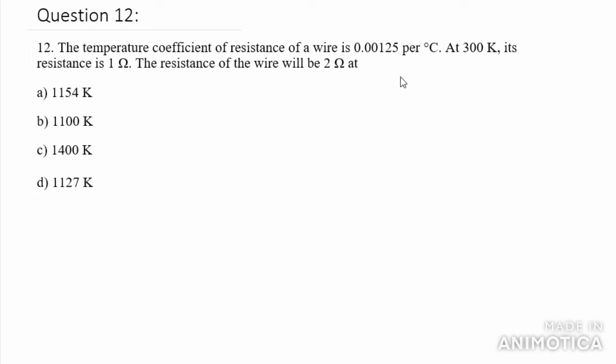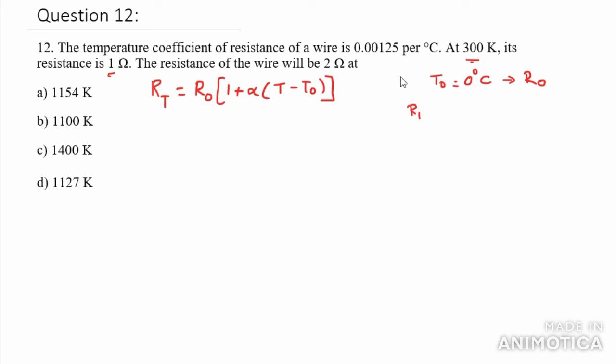The formula for the temperature dependence of resistance is given as R_T is equal to R naught into 1 plus alpha into T minus T naught. Usually R naught is the reference resistance at temperature T naught, and usually T naught is taken as 0 degree Celsius and R naught is the corresponding resistance. Here in the question, the value of resistance is given at 300 Kelvin. So let us take this value as R1.